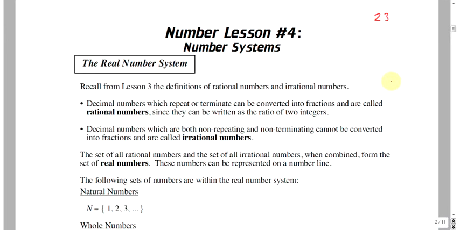Okay? Number system. This is a classification of numbers. The real number system. So you might be asking yourself, well, what's cooler than that? What's unreal, dude? Okay? Don't worry, everything you do in this class is going to be real.